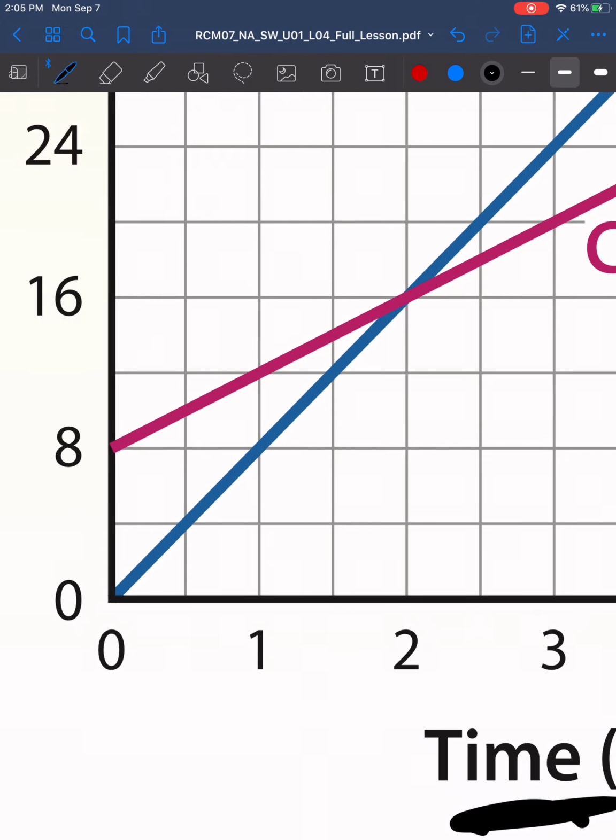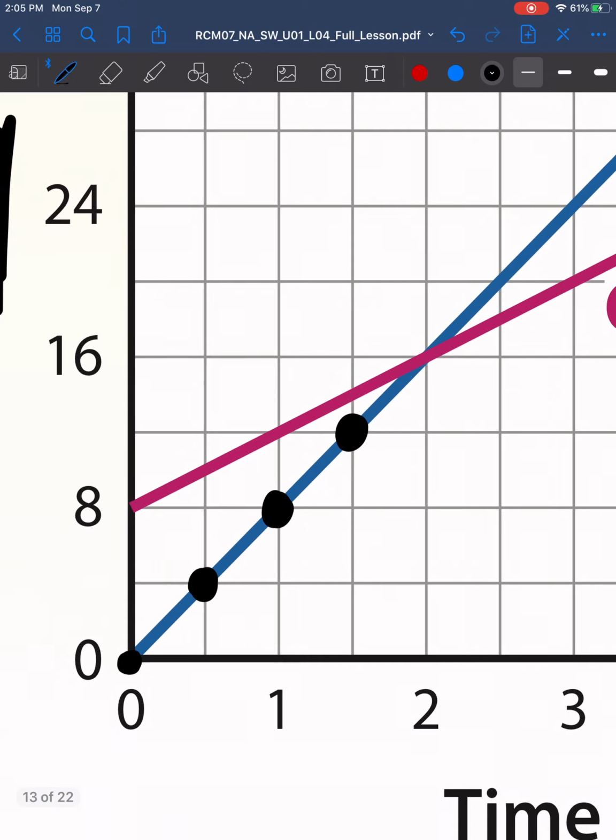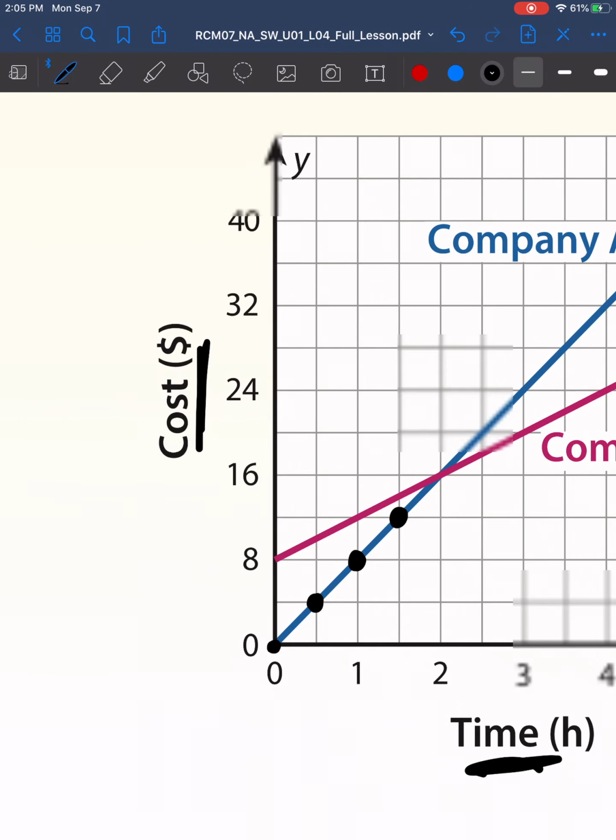Do I have some nice crosshairs? Yes, I do. Let's go find the slope. So if I start here, let's look at the rate over here. This is not going up 1. This would be going up half of 8. What's half of 8? 4. So this is 4. This is 8. This would be 8, 12, 16, 20.